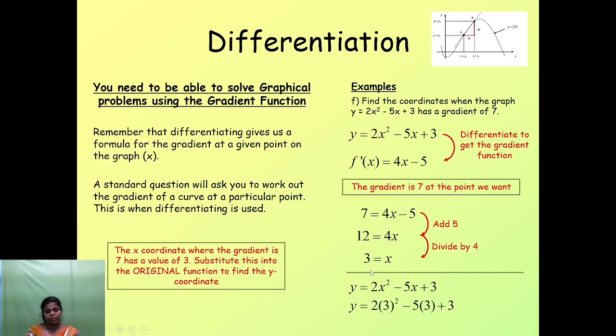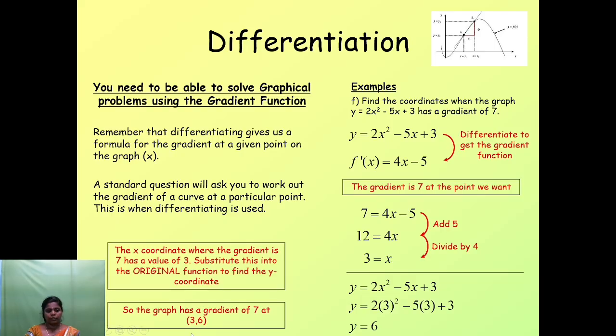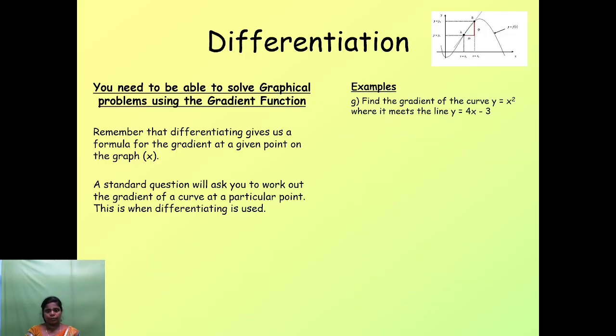Next step, we substitute the x value in the polynomial. So 2 into x square. Instead of x, we substitute 3. So 2 into 3 square is 9, minus 5 into 3 is 15, plus 3. So we get y equal to 6. So we get the point 3 comma 6. So the graph has the gradient of 7 at the point 3 comma 6.